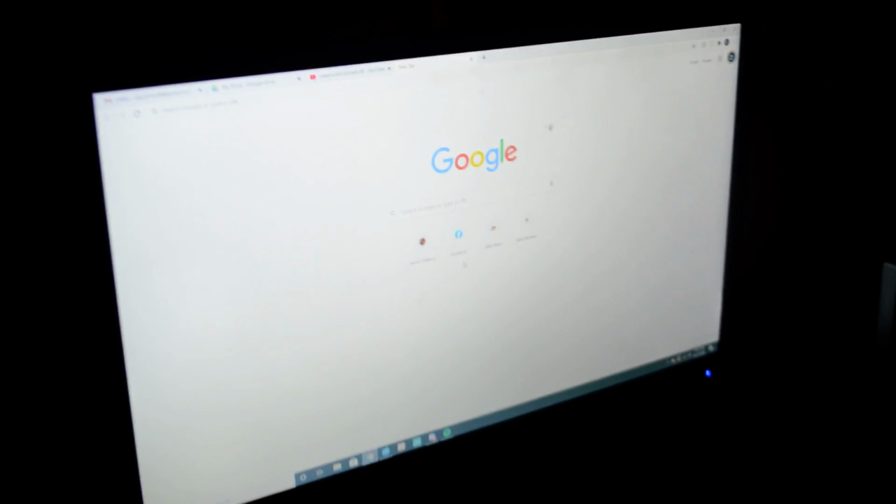HP computer, the monitor, of course. I have a second monitor that's kind of old, and my Blue Snowball mic.